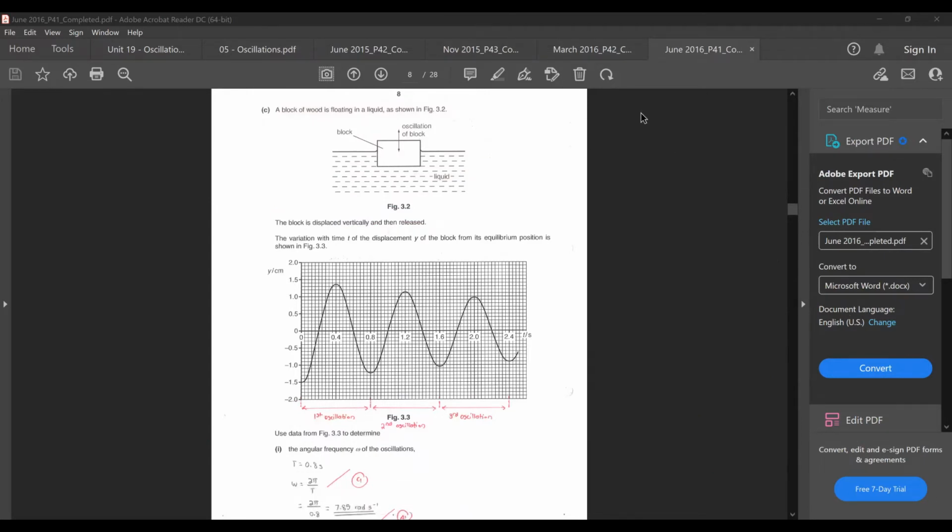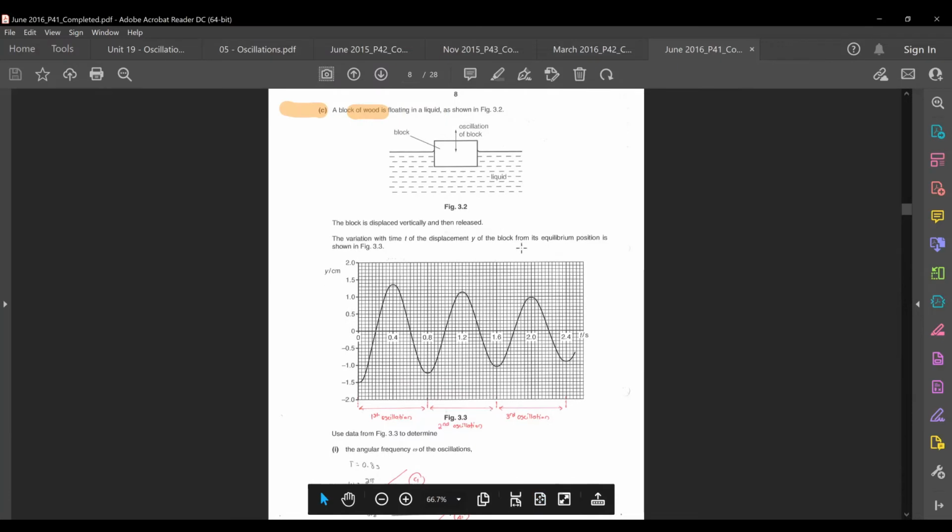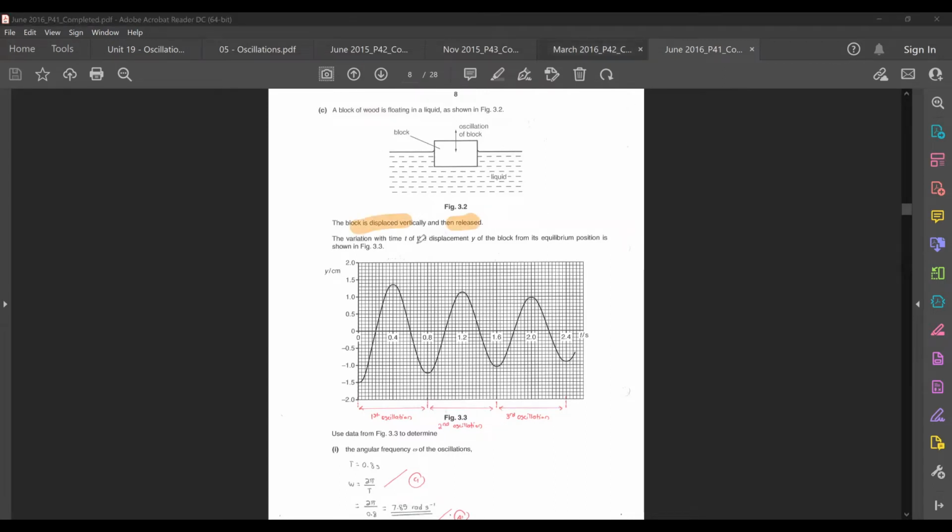Part C is telling you that you have a block of wood that's floating in the liquid as shown. It's kind of like the question that we did just now, where you have a tube that's floating in some sort of liquid. Now they replace it with a block. The block is displaced vertically and then released. The variation with time here, the displacement of the block from equilibrium position, as shown. Now this one, they are really just giving you a graph of displacement from equilibrium versus time.